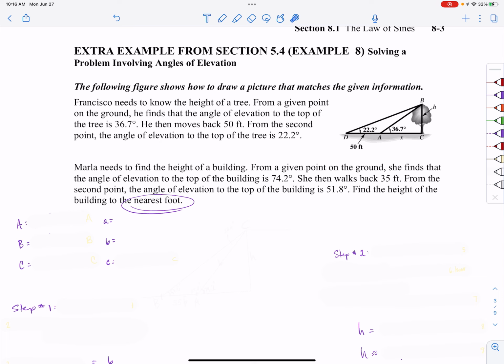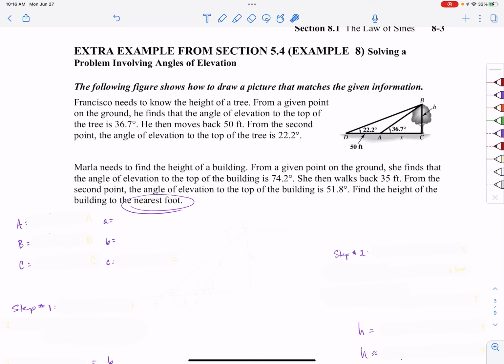All right, now I have actually two different sets of information here. The first one, this right here, along with the picture, just simply teaches me how to draw my picture. And then we're going to read through our own question and draw our own picture. So let's run through real quickly how this is going to be done. Francisco needs to know the height of a tree. From the given point on the ground, he finds that the angle of elevation, we talked about angle of elevation back in chapter 5, the angle of elevation to the top of the tree is 36.7 degrees.